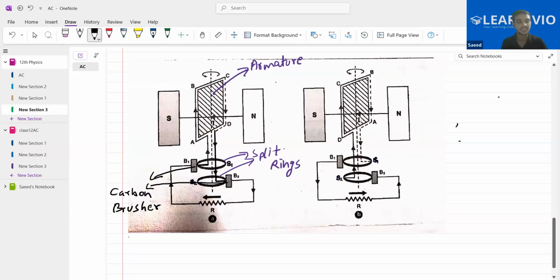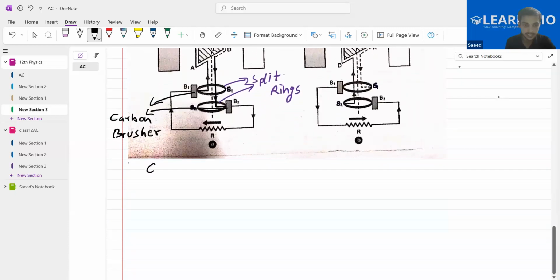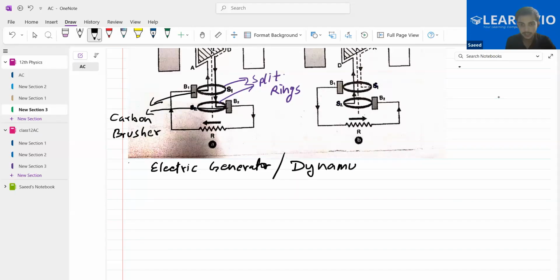a particular generator. This is also called an electric generator, and also termed a dynamo. Its fancy name is dynamo. Okay, electric generator or dynamo.